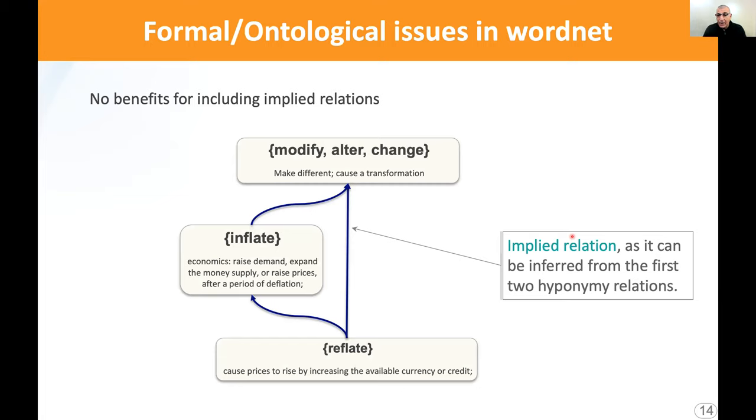This is an example of a relation in WordNet where we have no benefits in including it, as it is an implied relation and can be derived from other relations. So if we say that reflate is an inflate and inflate is a change, we don't need to say that reflate is a change because this is implied and can be a derived relation.